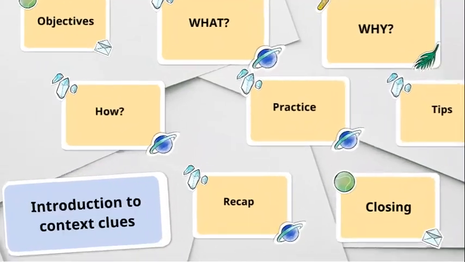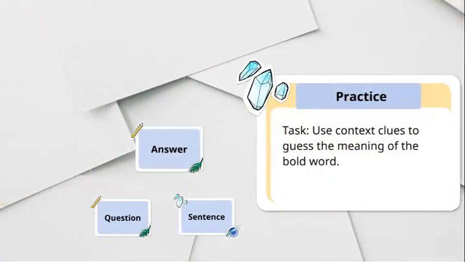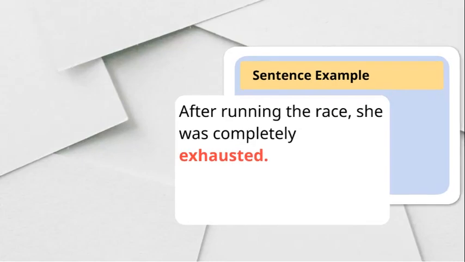Now let's move on to a practice. I'll give you a task here, a short one. You need to use context clues to guess the meaning of the word in bold. So here is a sentence. After running the race, she was completely exhausted. So look for the clues here.